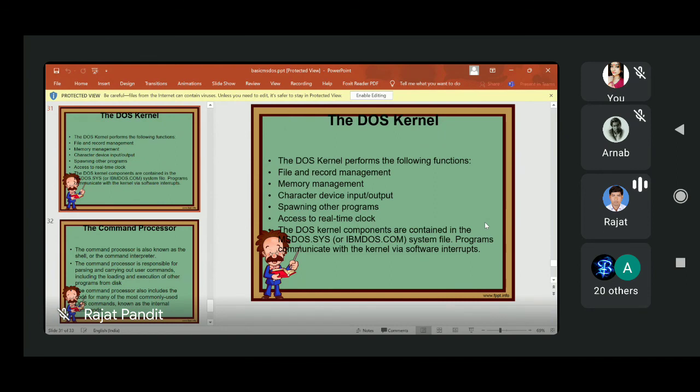And then there is the kernel. Like the Unix operating system has a kernel, DOS has a kernel. It is the internal part. The DOS kernel performs the following functions: file and record management, memory management, character device input output, swapping other programs, access to the real time clock, and so on. This is done by msdos.sys.